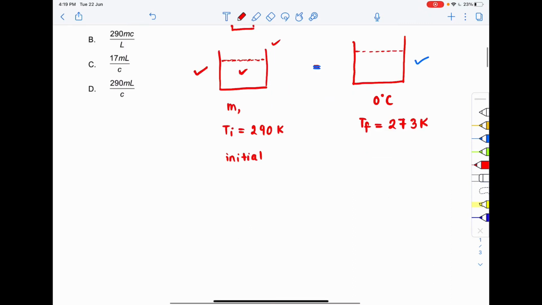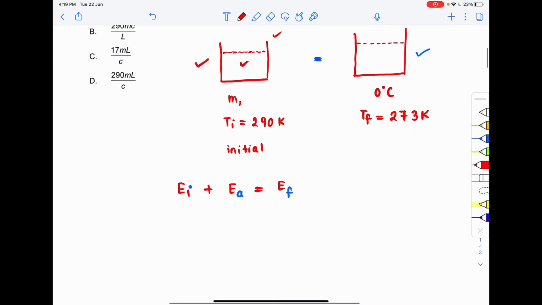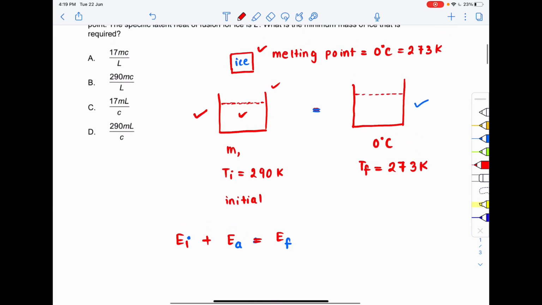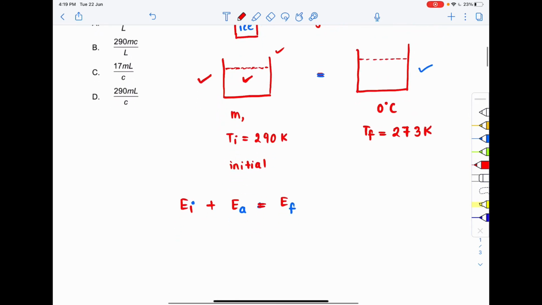Over here, by the conservation of energy, I can write that the initial energy of the water in the jar, plus the energy that is added by the ice, will be equal to the final energy of the water in the jar. What is the initial energy of the water in this jar? The initial energy is m into C into T initial.